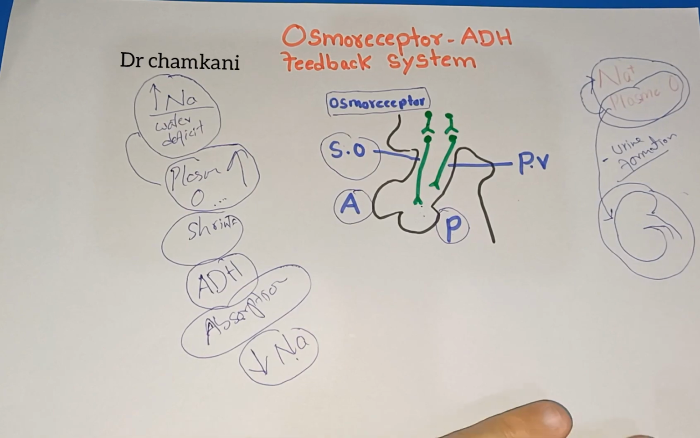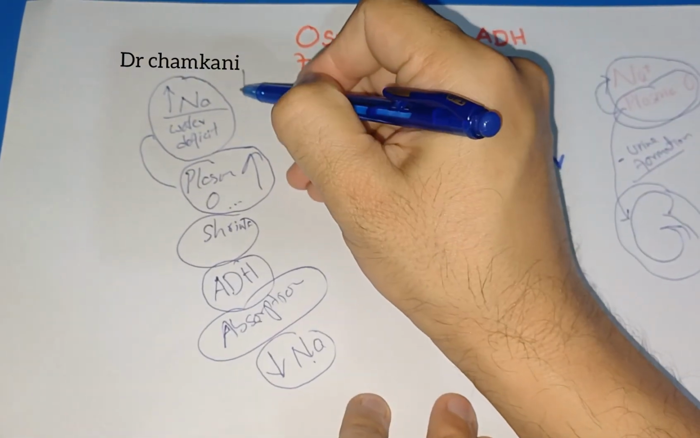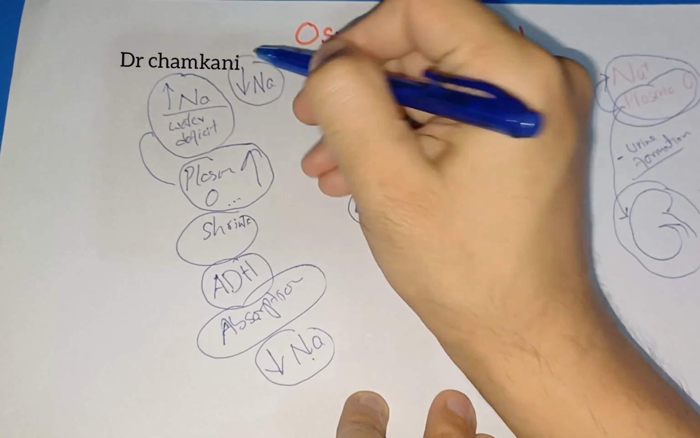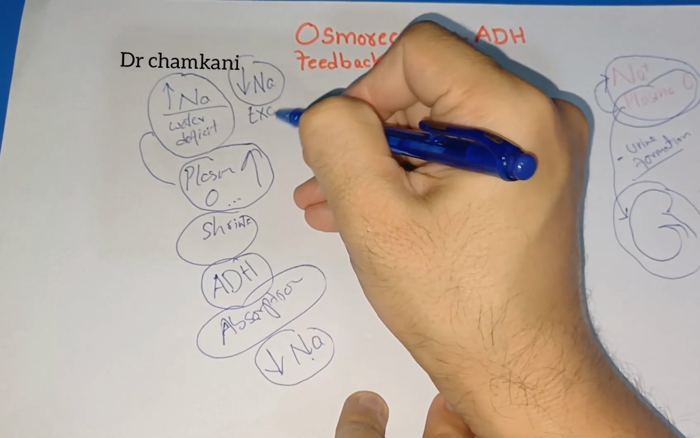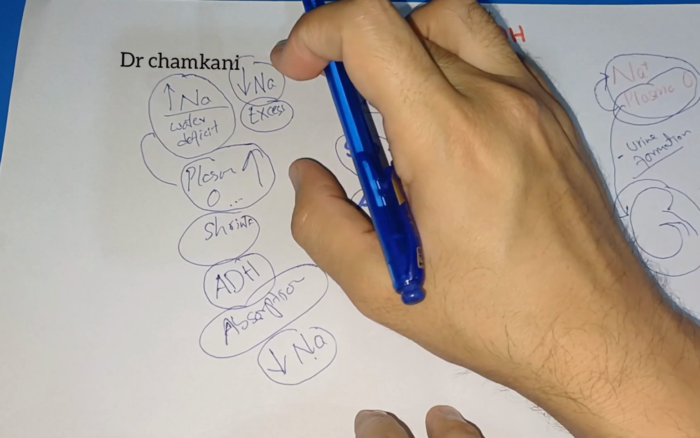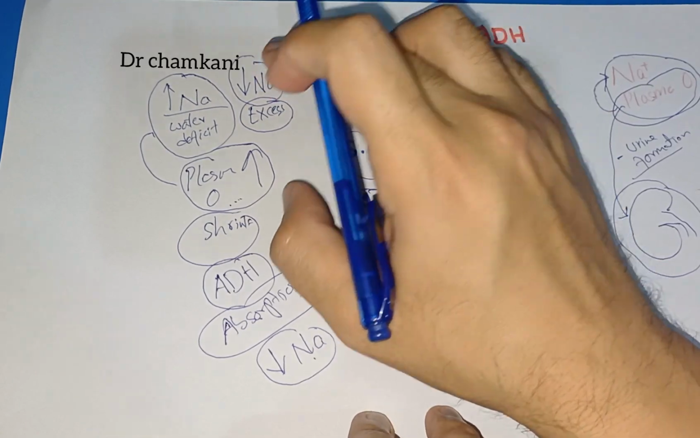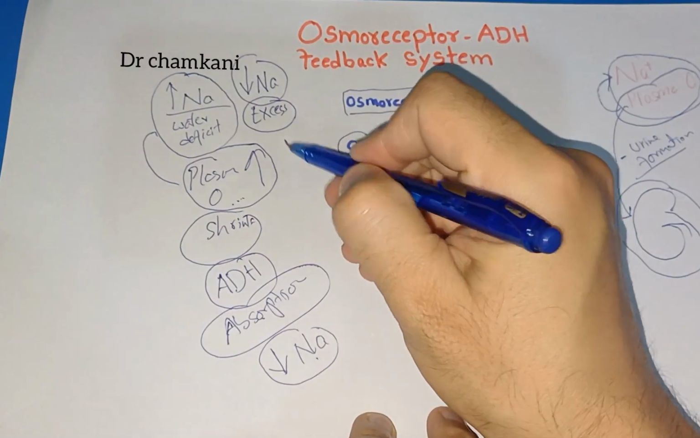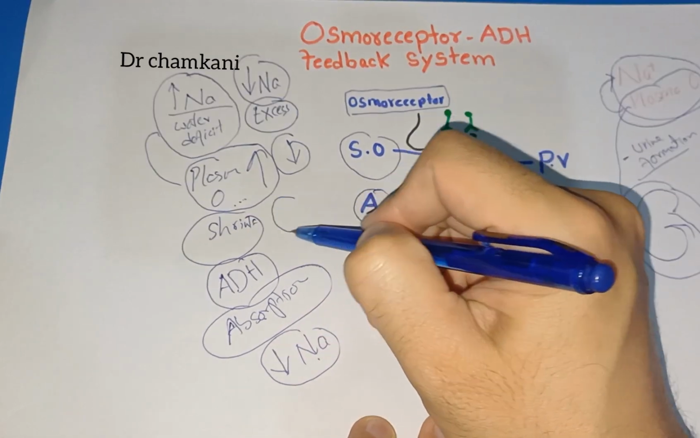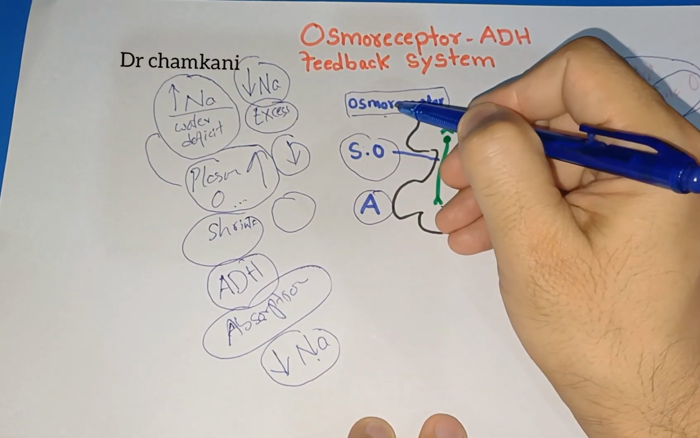Now what happens if there is a decrease in sodium? If there is a decrease in sodium due to excess of water, the decrease in sodium will lead to decreased plasma osmolarity. And it will lead to the reversal of shrinkage of this osmoreceptor.